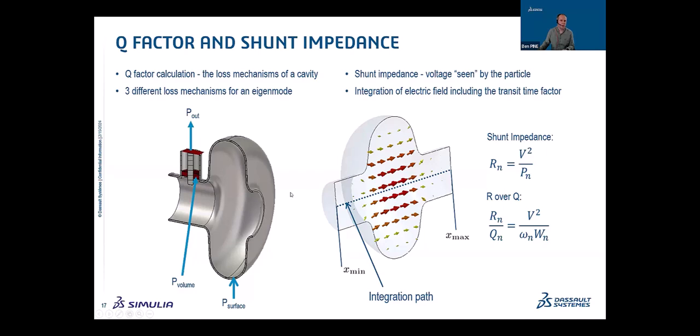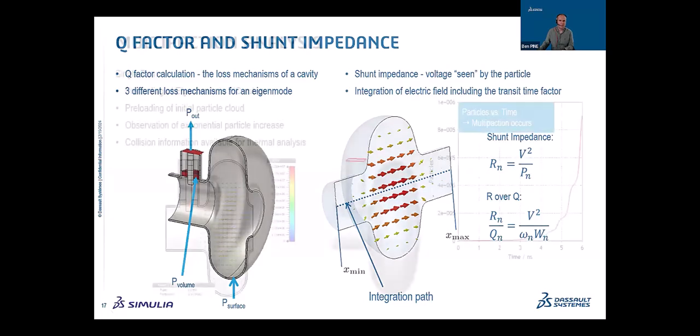So it's quite a complicated calculation. Whereas shunt impedance is the voltage that's actually seen by the cavity. So we integrate a line along the middle of the cavity where the particles will be traveling, and we integrate the electric field, including the transit time of the particles. And then the shunt impedance is effectively the voltage squared that's been seen by the particles divided by the power at that mode of operation. And yeah, these two things are really the most important figures of merit when you talk about accelerator cavities.